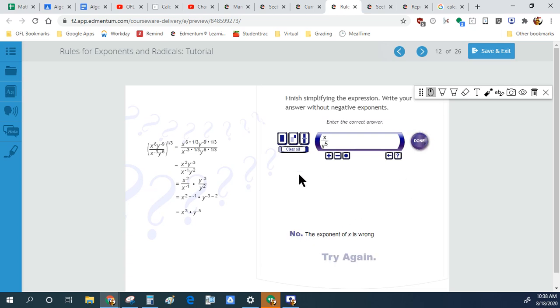Try again. Oh, I forgot my 3. Forget how picky the computers are. But I guess that isn't being picky. I just forgot to type in a big part of it. It's not just x, it's x to the power 3. So there we go.